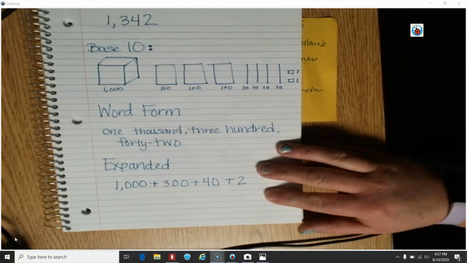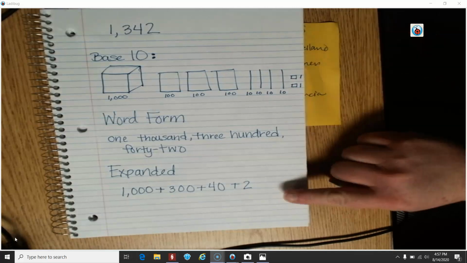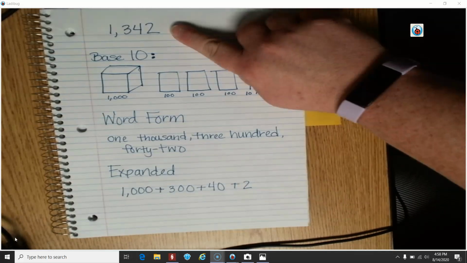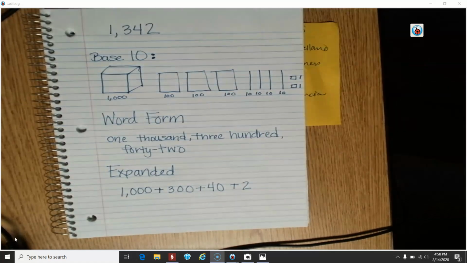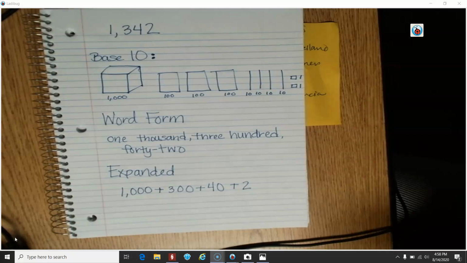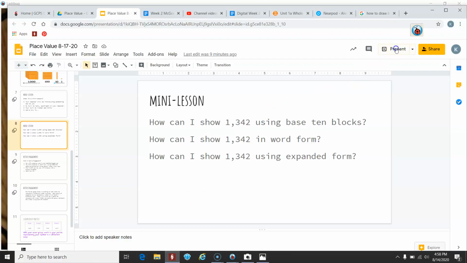Okay, so this is our base 10 form, our word form, our expanded form, and this up here is our standard form. And if you feel uncomfortable with any of these forms, you can make up your own numbers and practice writing them out in the different forms, friends. Okay, so that brings me to the end of my mini lesson.